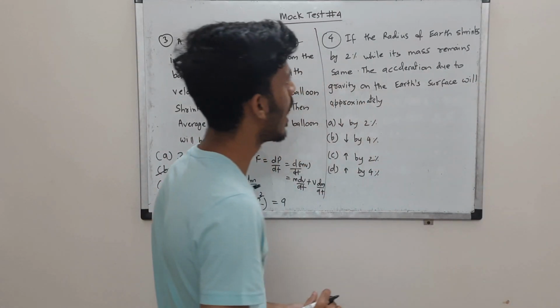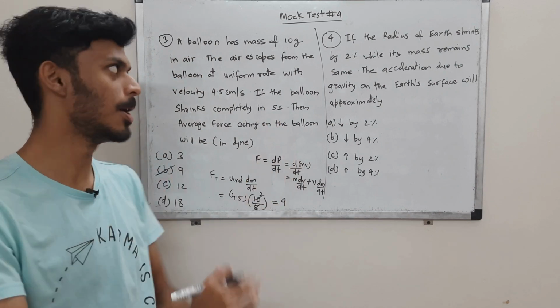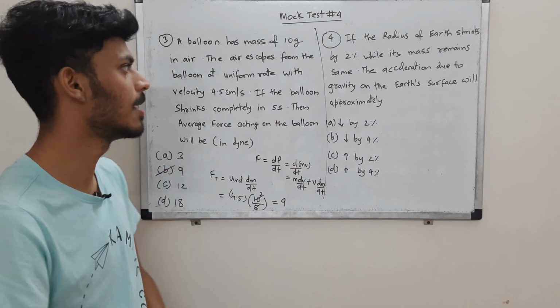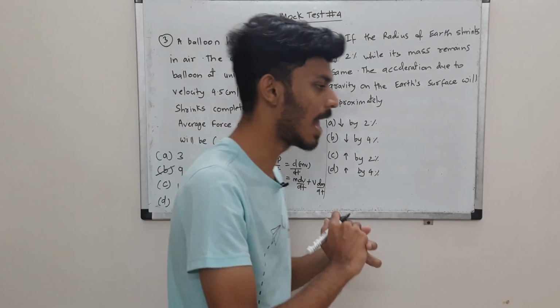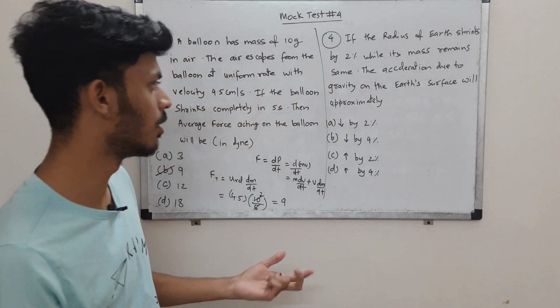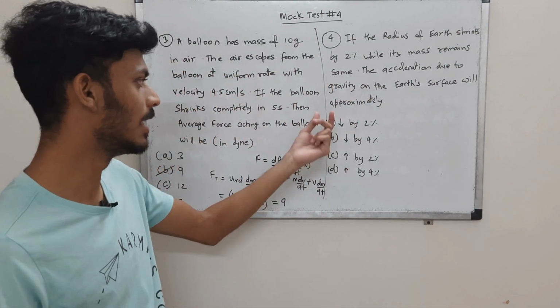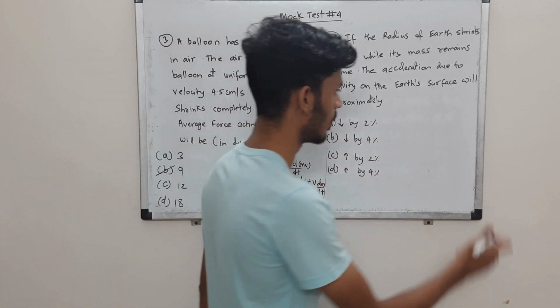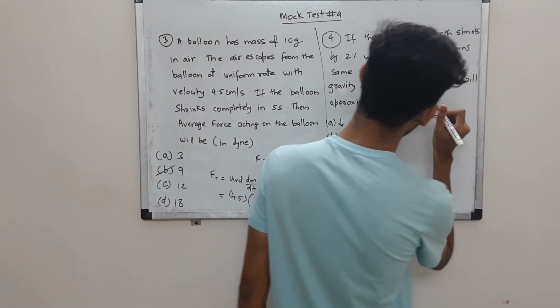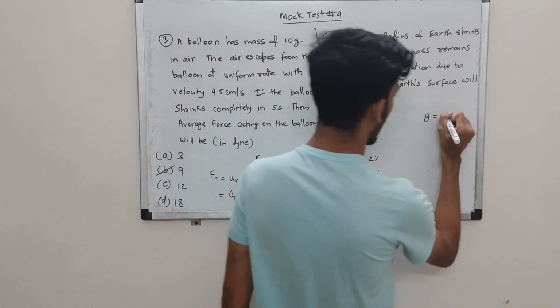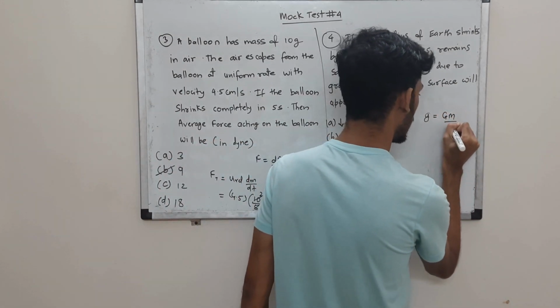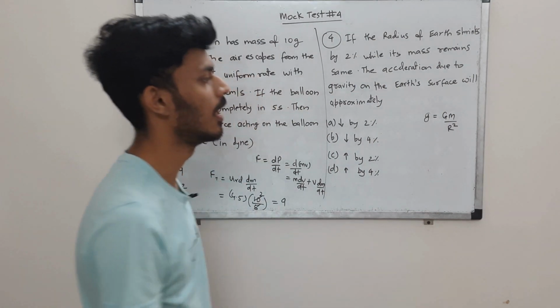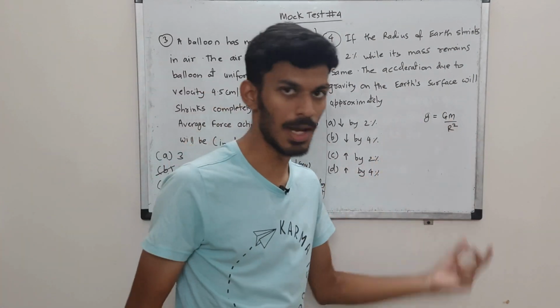Let's come to this one. If the radius of Earth shrinks by 2%, mass remains the same, you are supposed to tell what will happen to acceleration due to gravity. Will it decrease by 2%, 4%, increase by 2%, or increase by 4%? So if you see the relationship between acceleration due to gravity and radius, g is equal to GM by r square.